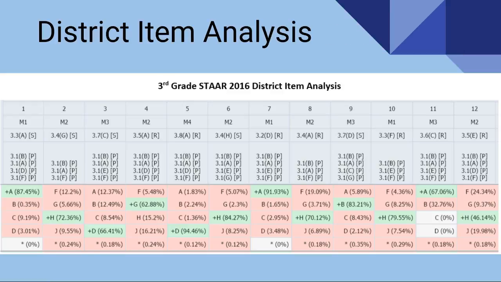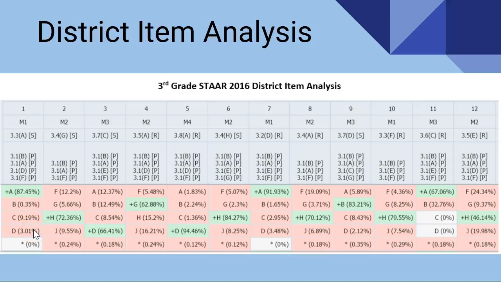Also, you have the 3rd grade STAAR district item analysis. As we look at this, we're going to look at each column and I'll describe it to you quickly. Number 1 is the first thing you'll see. M1 means reporting category 1. We have 4 reporting categories. Then you have the student expectation, and if it's an S, it's a supporting standard, and of course an R would be readiness. We have our process standards. Anything green is the correct answer. Anything red are the incorrect answer responses.